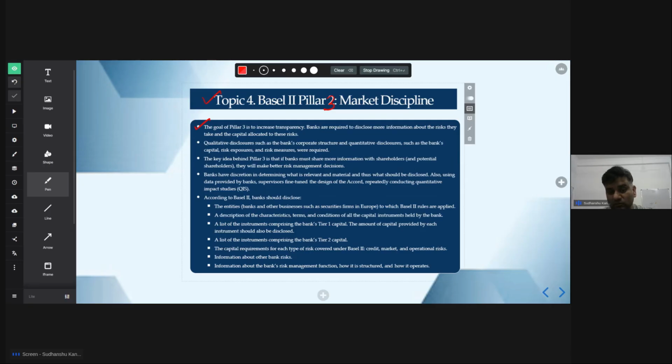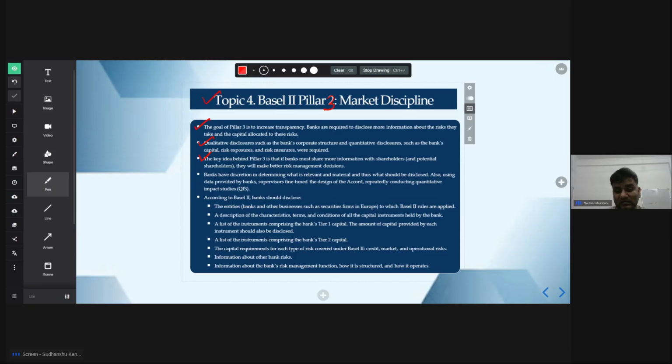So what are the types of disclosure we need to have? We need to have qualitative disclosures, meaning disclosure of the corporate structure and risk management framework, and quantitative disclosure, which is capital level, risk exposure, and risk measure. The underlying logic is that if shareholders and analysts understand the bank's risk, they will price risk correctly. Banks will manage the risk more prudently.